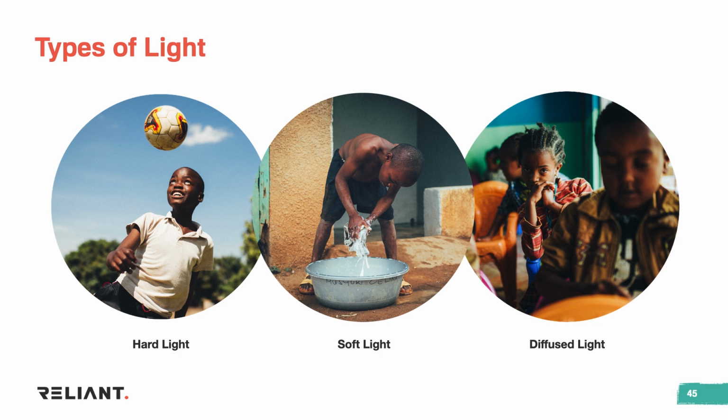First, I want to discuss hard light. Hard light is generally what we find on sunny days when we're outside, and particularly in the middle of the day. So this type of light is the most harsh and the most difficult to work with for photographers.